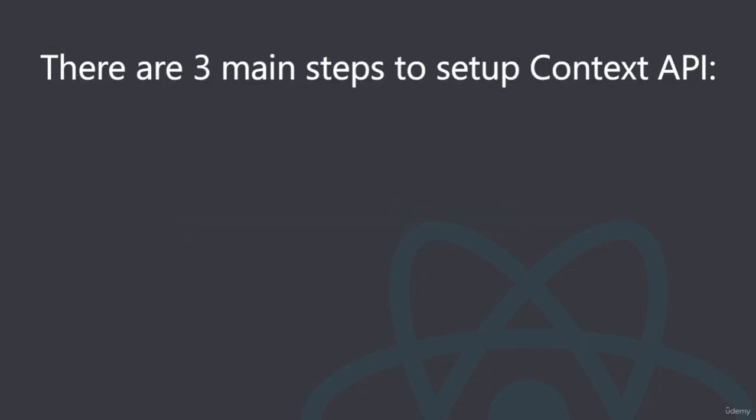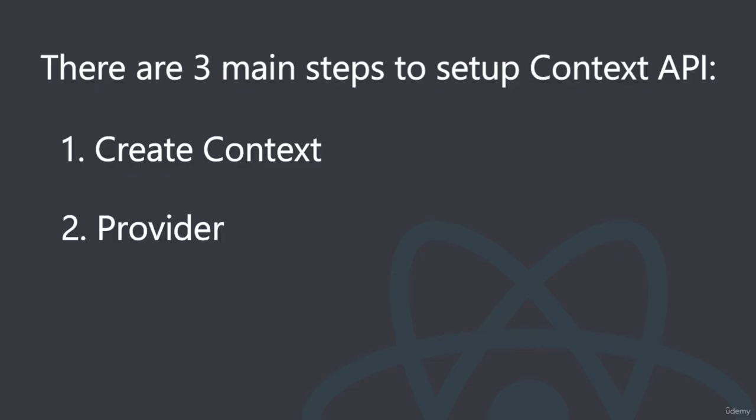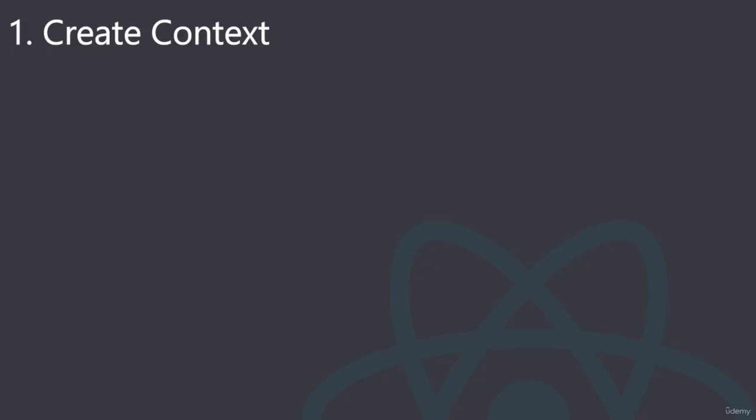There are three main steps I consider to set up the context API. Let me describe these steps. This will make the whole process easy. It's a simple 3 steps process. The first step is you create the context, second, provider, and third, the consumer. And trust me, these are just words, but implementing this is very simple. Now let's talk about the first step.